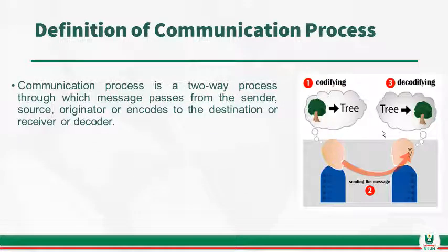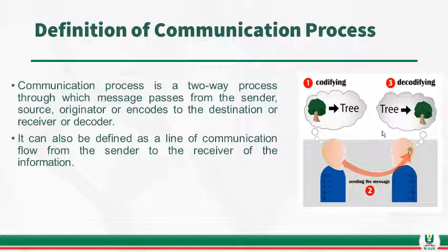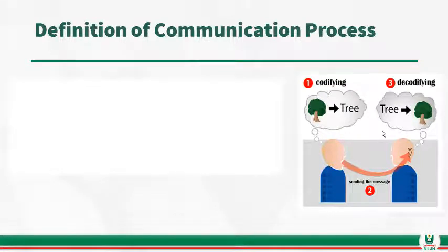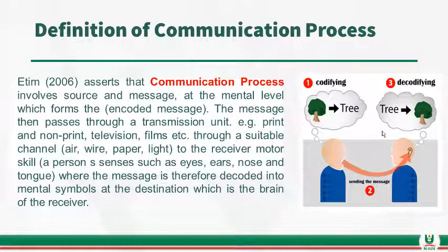But the communication process is a two-way process through which a message passes from the sender, source, or originator, who encodes it, to the destination, receiver, or decoder. It can also be defined as a line of communication flow from the sender to the receiver. There are so many ways it has been defined. The comprehensive definition of the communication process is this one, 2006, which says that communication involves the source and message.